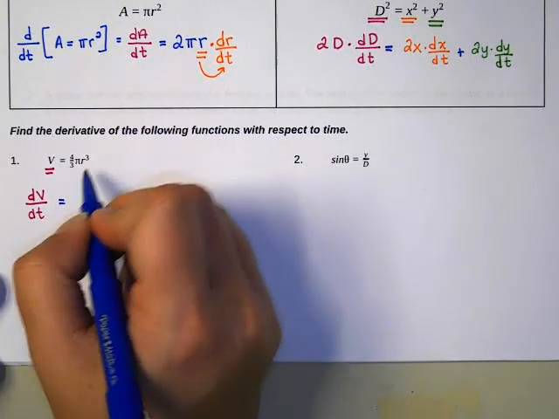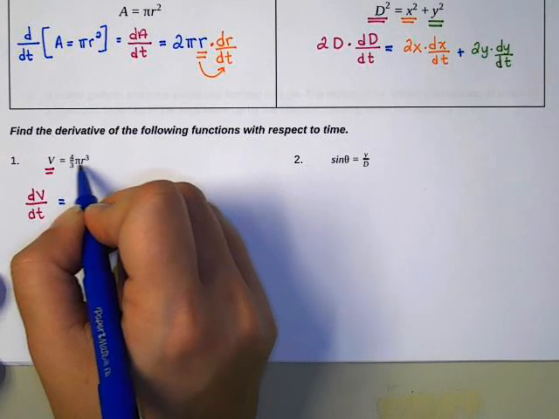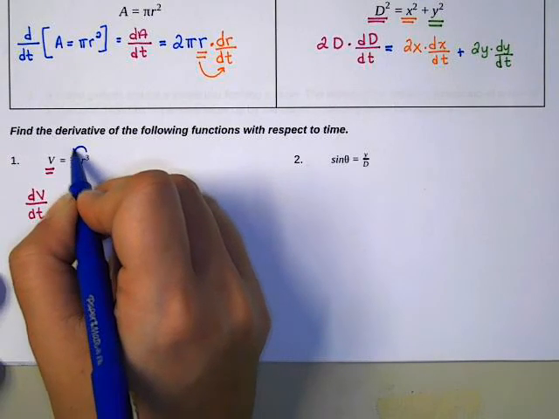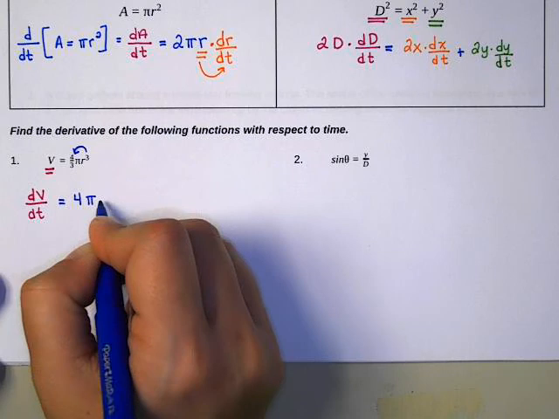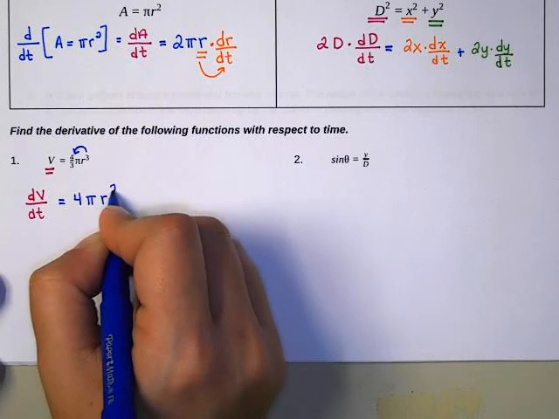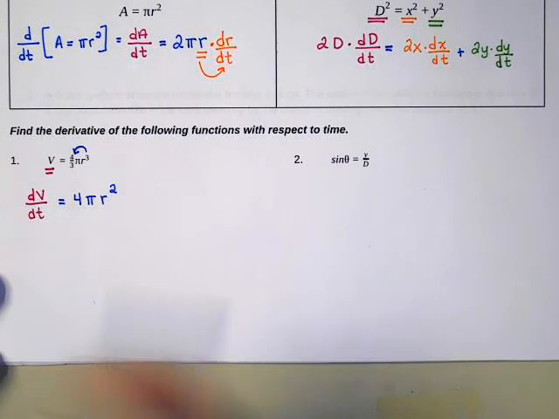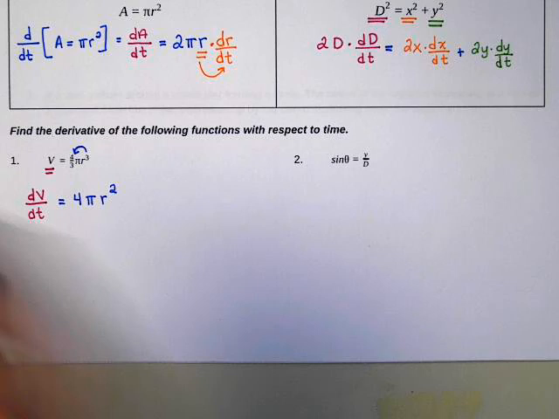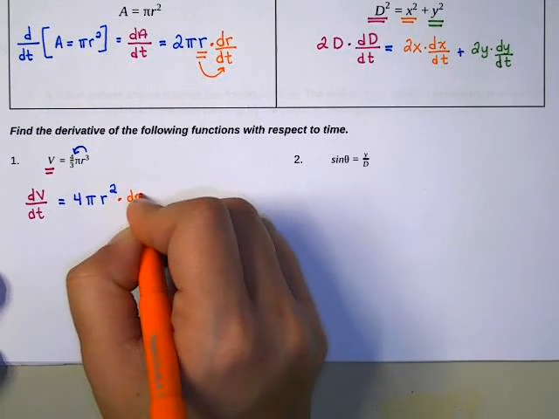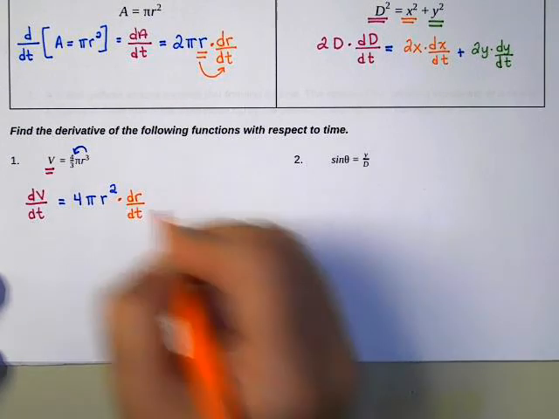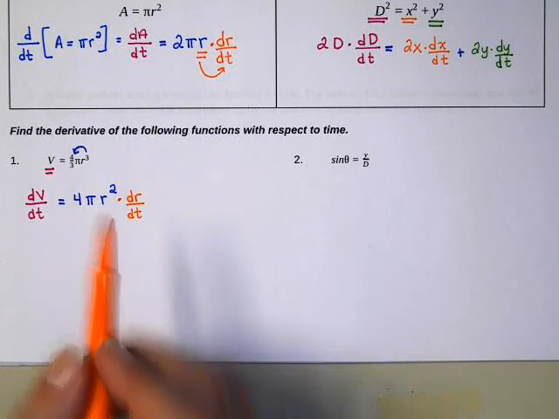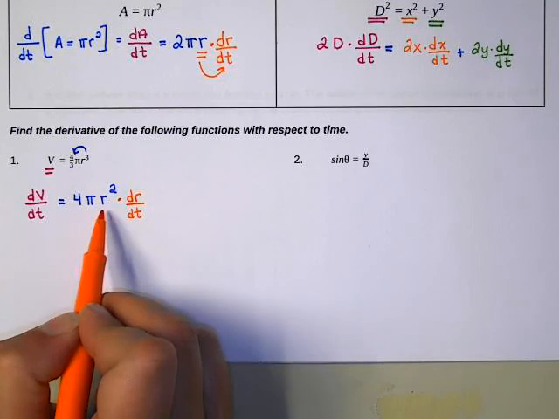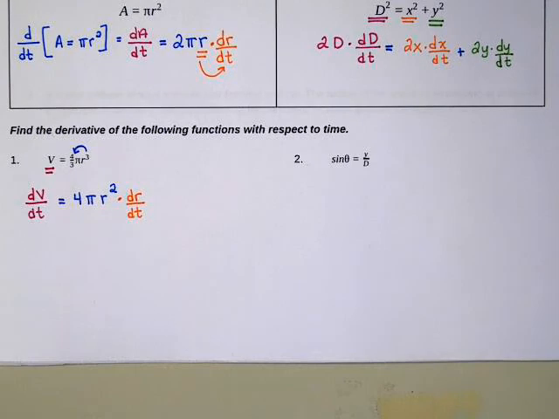And then to take the derivative of 4/3 pi r cubed, we just drop the 3. 3 times 4/3 is just 4 pi r squared. So we decrease the power by 1. And then we multiply by dr over dt because everything here is changing with respect to time. So to show that the radius is also changing, we multiply by dr over dt.